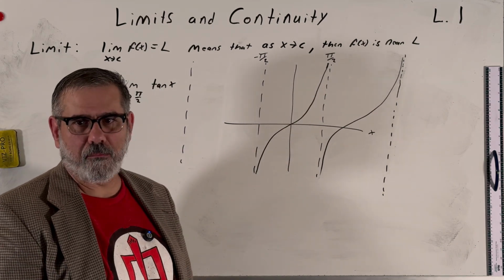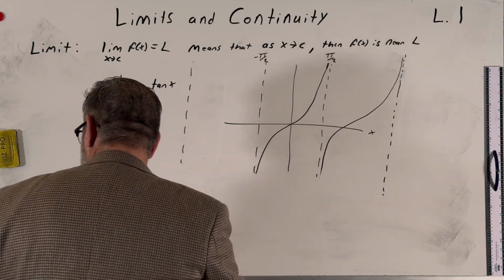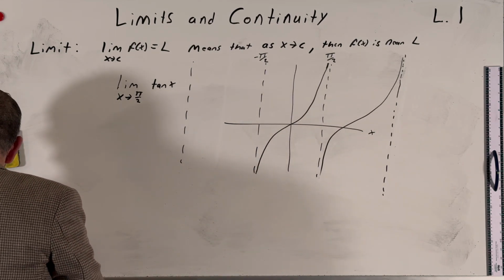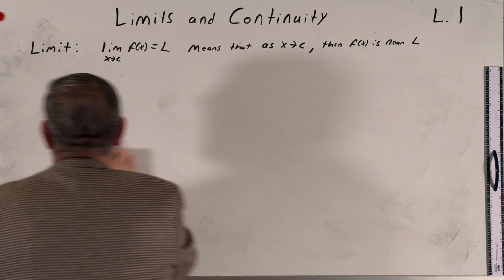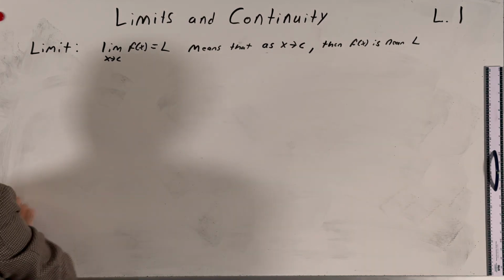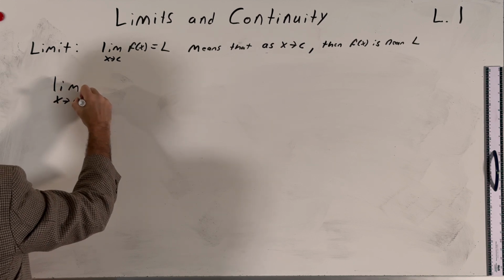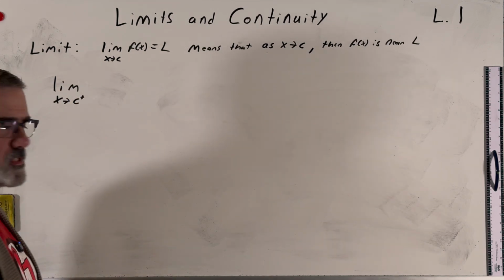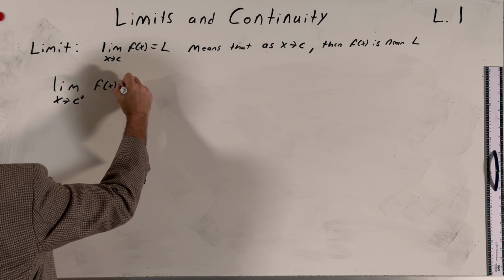It's not headed in any place. It's going to depend on which side you come from. And that actually brings us to our next topic, which is one-sided limits. So if I write the limit as x approaches c, and I put a little positive sign up here in the superscript area, of f of x equals L.